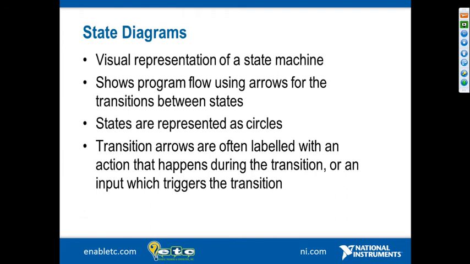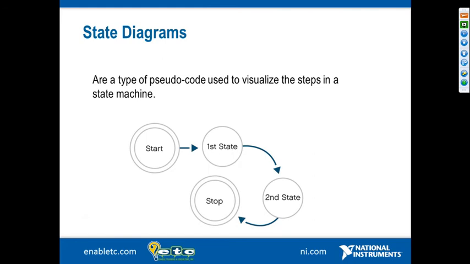Now, state diagrams are a way to represent the state machine. They show program flow using arrows for a transition between states and circles to represent the states themselves. And transition arrows themselves are often labeled with an action that happens during the transition or an input which triggers that transition. So as an example, we see this state diagram here.